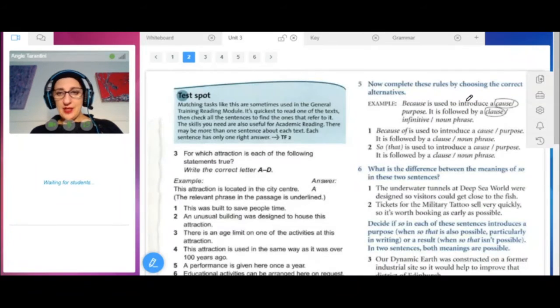Now, let's go back and let's check rules, grammar rules. Yeah, boring, I know, need to be done. All right, because is used to introduce a cause or purpose, obviously a cause. It is followed by a clause, not an infinitive, not a noun phrase.